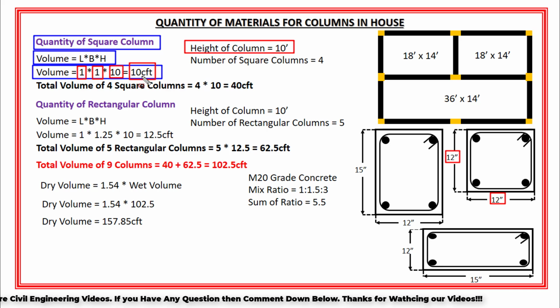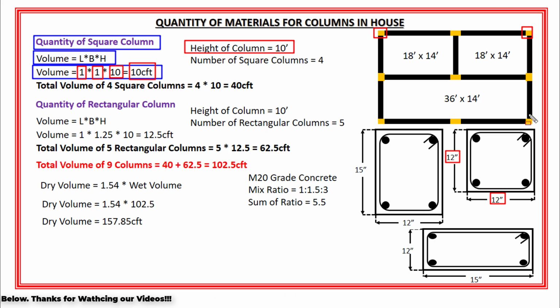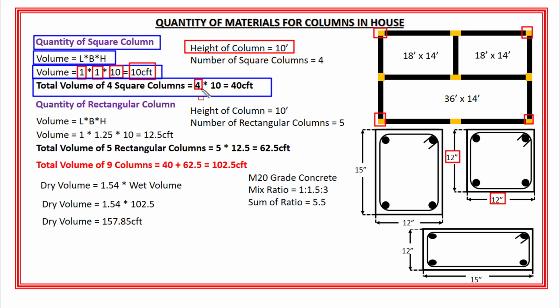Now this is the volume of only one square column. Okay. And in this house, I have 4 number of square columns. So the total volume of 4 square columns is equal to 4 multiplied by the volume of one square column, which is 10 cubic feet. Okay. And the total volume of 4 square columns will become 40 cubic feet. Now this is the wet volume of these 4 square columns, right?